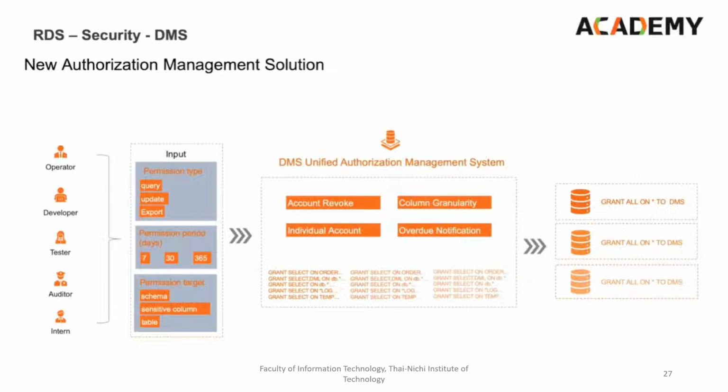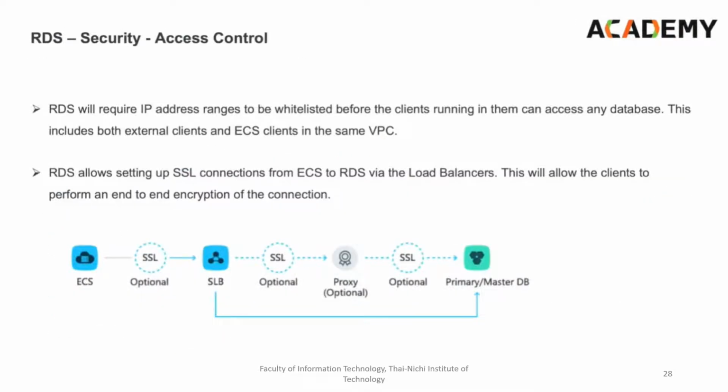And then the target will be whether it is about the database schema or only certain columns, avoiding sending some sensitive columns to certain users, or deciding whether to give access to a table or not. And then this DMS unified authorization management system will have account revoke or column granularity, individual account, or overdue notifications. Based on this, the access is given and the control is made.